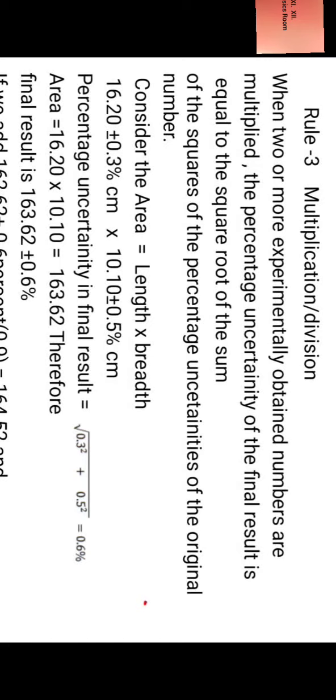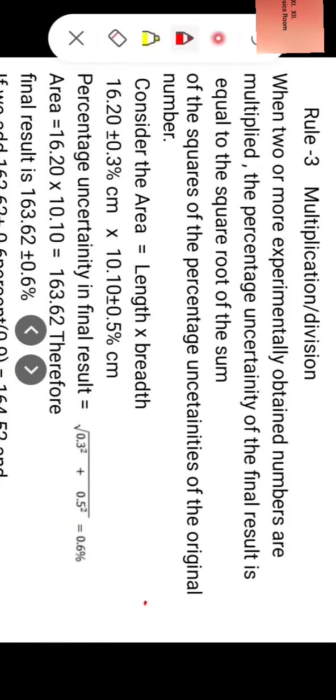Now percentage uncertainty in final result would be equal to under root of 0.3% square plus 0.5% square, and it will be equal to 0.6%. Now original area is equal to 16.20 into 10.10, that is 163.62 centimeter square.